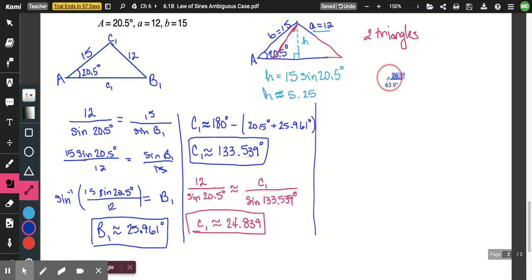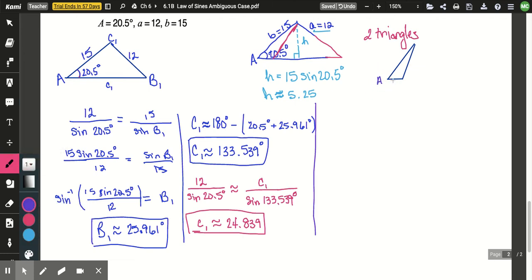Side length, that's not A, that's C. My side B looks just like it did on the original one. And then this side over here would slant backwards. So now I'm going to label everything that I can over here.